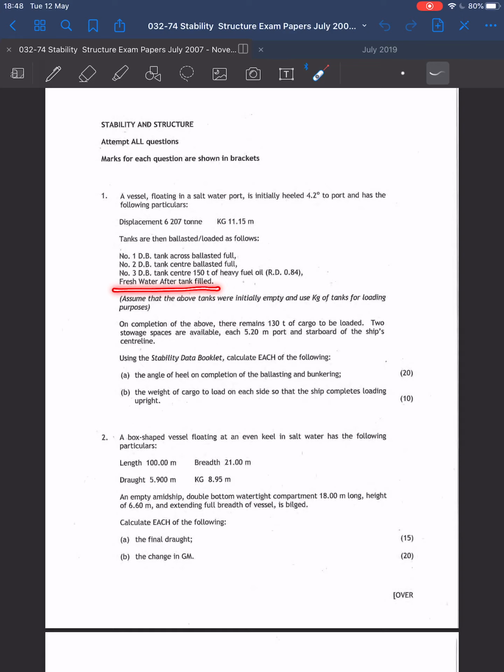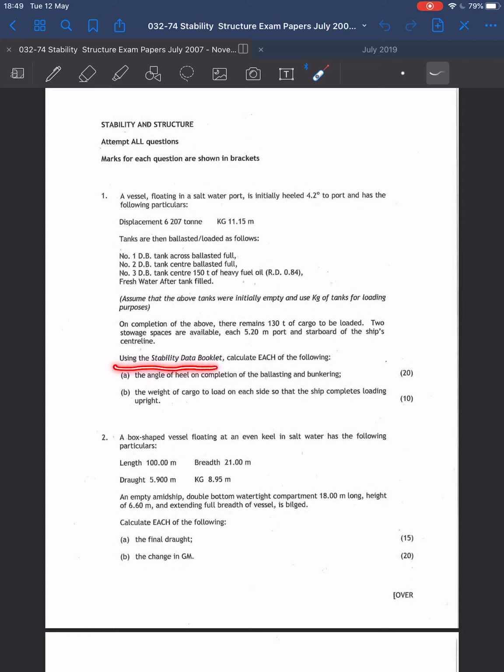Freshwater after tank filled. Assume that the above tanks were initially empty and use KG of tanks for loading purposes. On completion of the above, there remains 130 tons of cargo to be loaded. 2 stowage spaces are available, each 5.20 meters port and starboard of the ship's centerline.